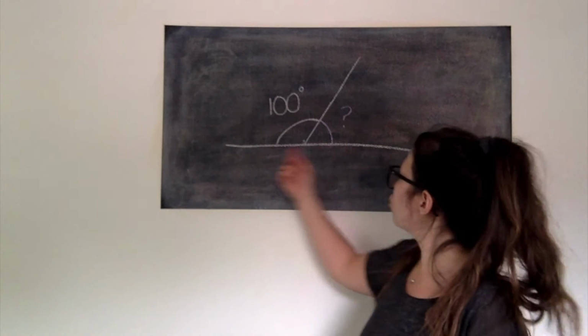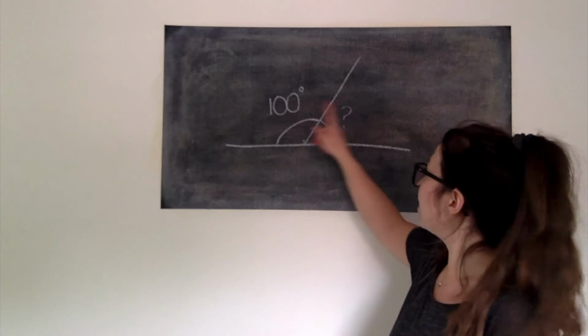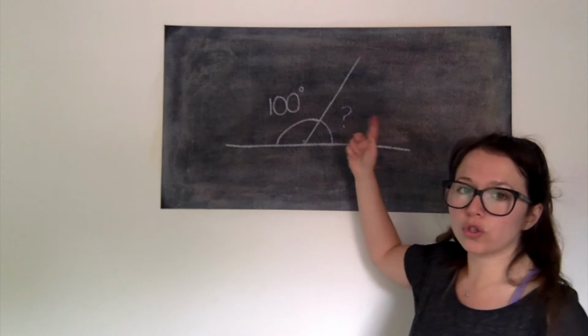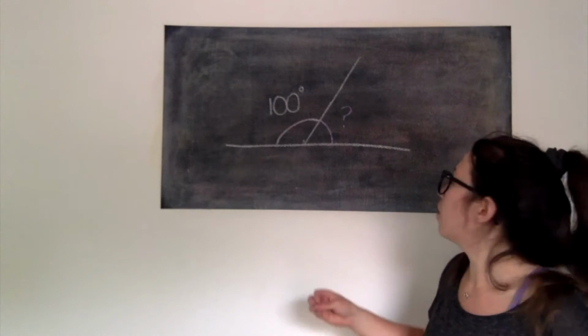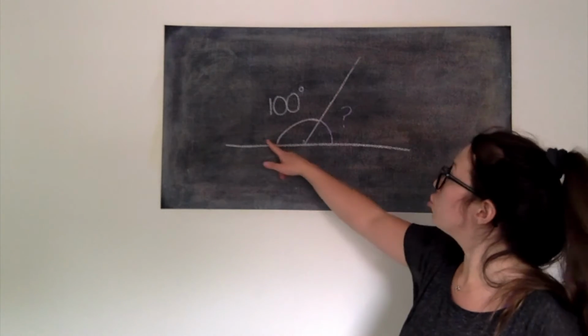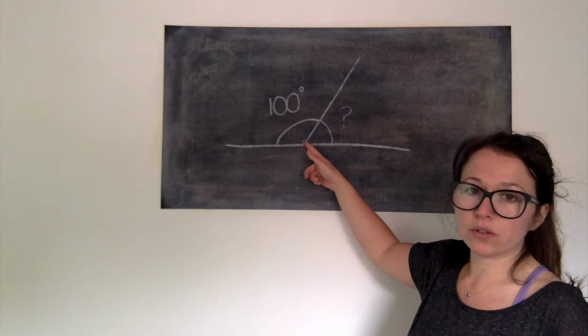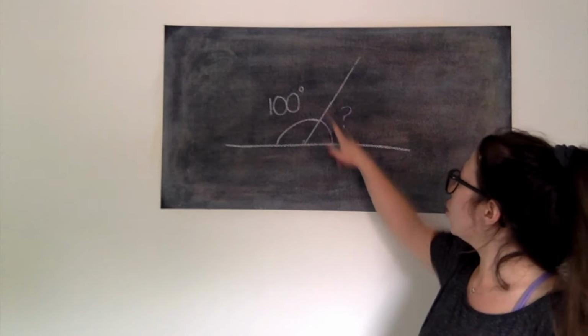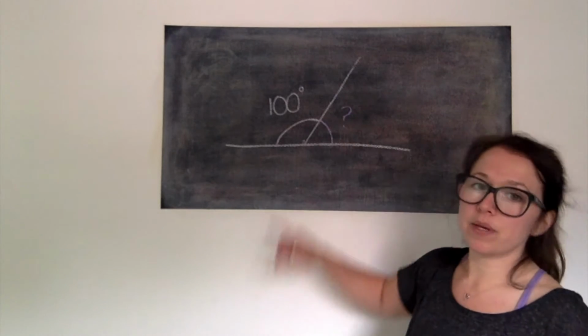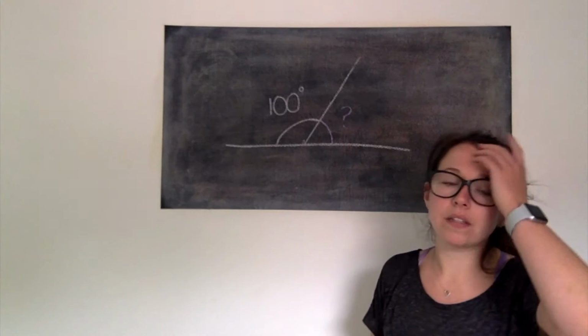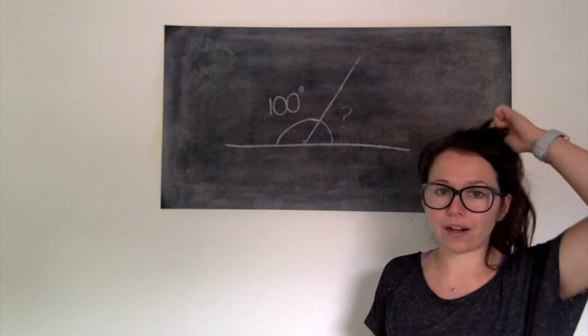So here we have a straight line, which we know both of these angles should total 180 degrees. So we need to look first of all at what do I already know? Well, I know this angle here is 100 degrees, so that's an obtuse angle. And what's missing is an acute angle. So whatever my angle is that I figure out, it needs to be between 1 degree and 89 degrees, because that's what an acute angle is.